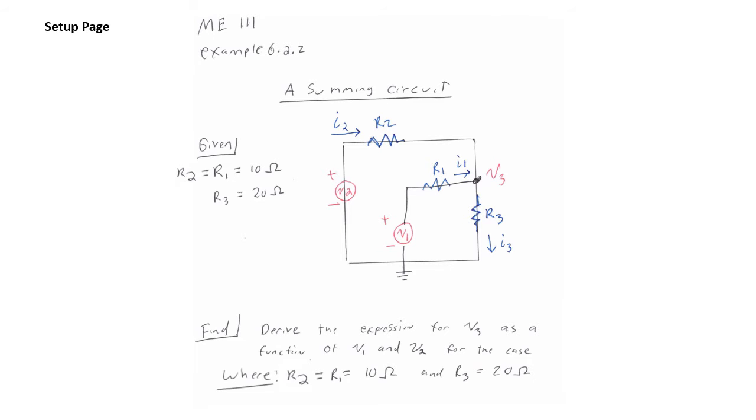Now that we've read through the problem statement, taken a look at the given diagram, and seen what they're asking us to solve for, our next step is to create our setup page. I have my title, ME111, example 6.2.2, the summing circuit. My given values: R1 is equal to R2, which is equal to 10 ohms, and R3 is equal to 20 ohms. I have a redrawn circuit right there. Down here is my find section. They want me to derive the expression for V3 as a function of V1 and V2, for the case where R1 and R2 are equal to 10 ohms and R3 is equal to 20 ohms.